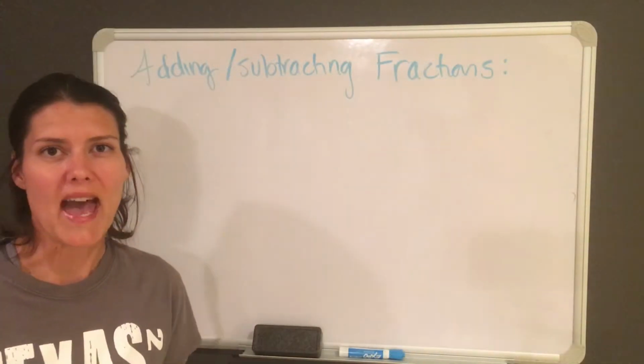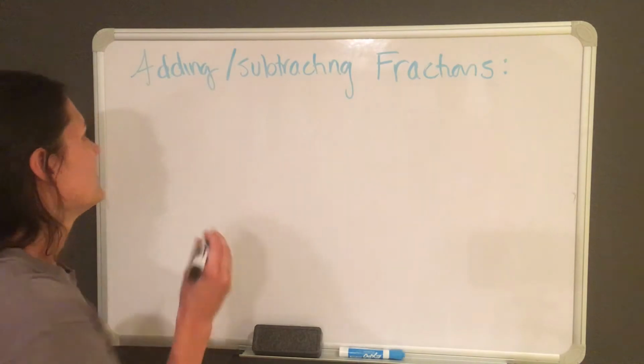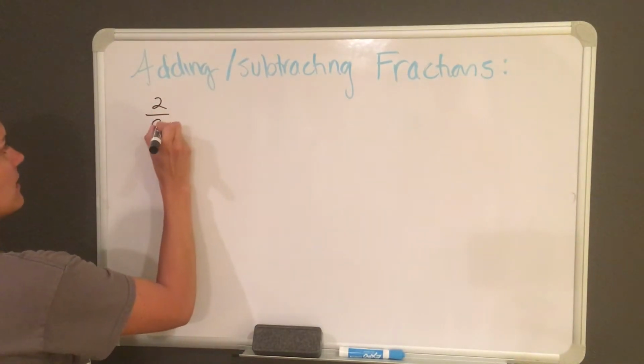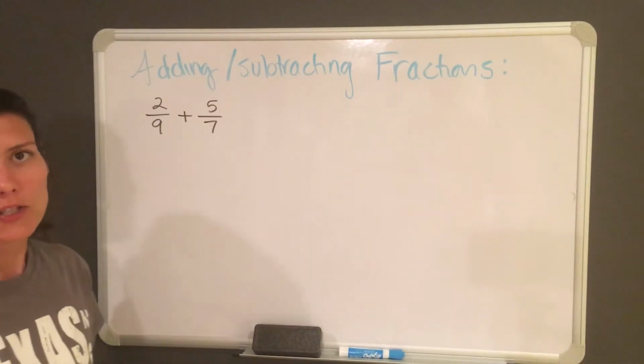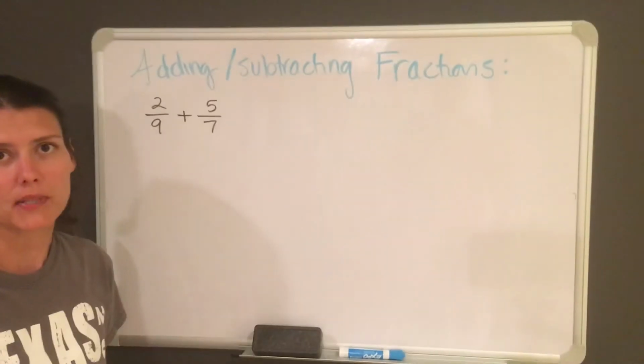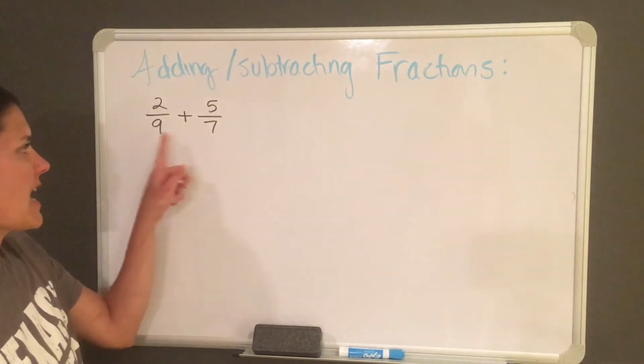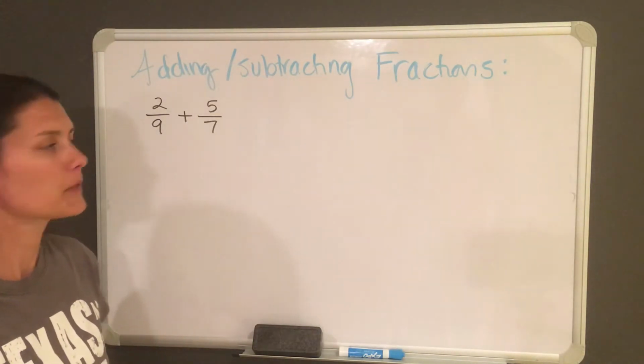Our next example will be adding two fractions. Let's do 2/9 plus 5/7. To add two fractions together, the same rules apply as when subtracting. You want to have the same common denominator.